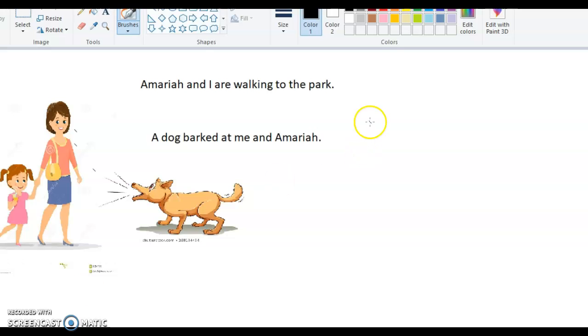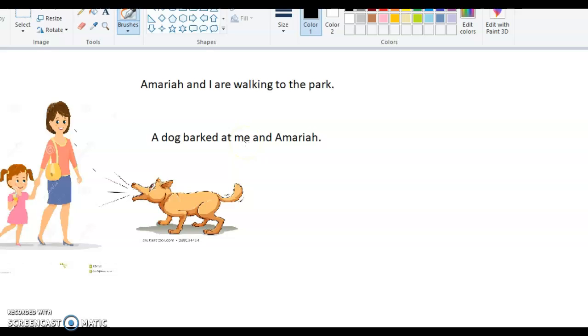So here with me, I have some pronouns, and they're in the way that we already learned them. So I have "Amaraya and I are walking to the park." We know that I is usually used as the subject. And I have "A dog barked at me," and we know that me is used after the verb. The verb here is barked, right? An action that can be done. And then we have me.